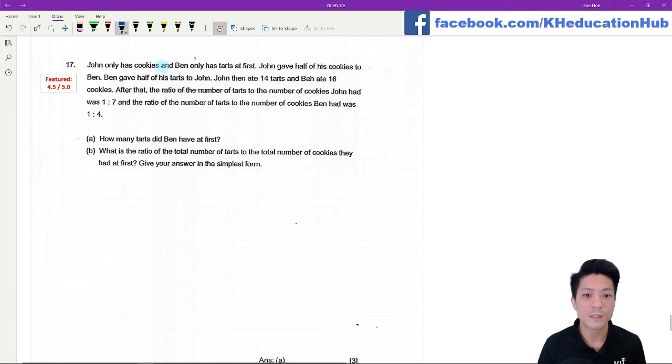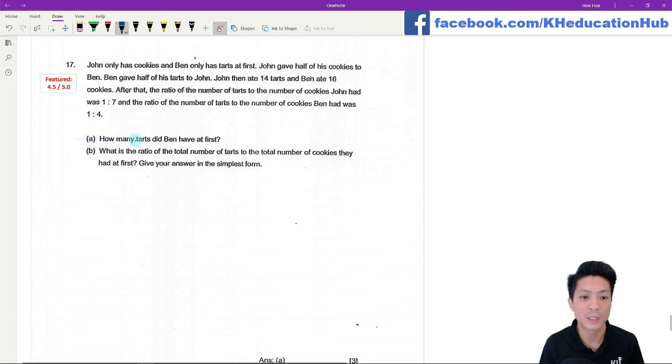Okay, question 17, this is a very difficult question. So the method that I'm going to explain is going to be a bit complicated, so hopefully you can understand and follow what's happening. John only has cookies and Ben only has tarts at first. John gave half of his cookies to Ben. Ben gave half of his tarts to John. John then ate 14 tarts and Ben ate 16 cookies. After that, the ratio of the number of tarts to the number of cookies John had was 1:7, and the ratio of the number of tarts to the number of cookies Ben had was 1:4.